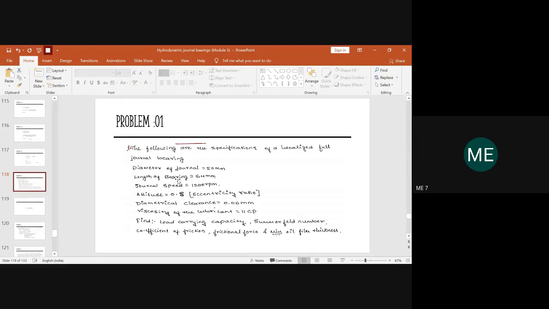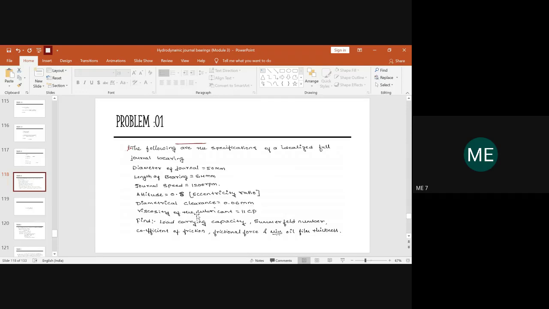So kindly take down the problem. I can dictate it. These are the specifications of an idealized full journal bearing. Take down the data. The diameter of the journal given is 50 mm. Please write it down, everyone. The length of the bearing, L, is given as 64 mm. The journal speed is given as 1200 RPM, and the attitude or eccentricity ratio is given as 0.8. Here, instead of the radial clearance, the diametrical clearance has been given. That value is equal to 0.06.